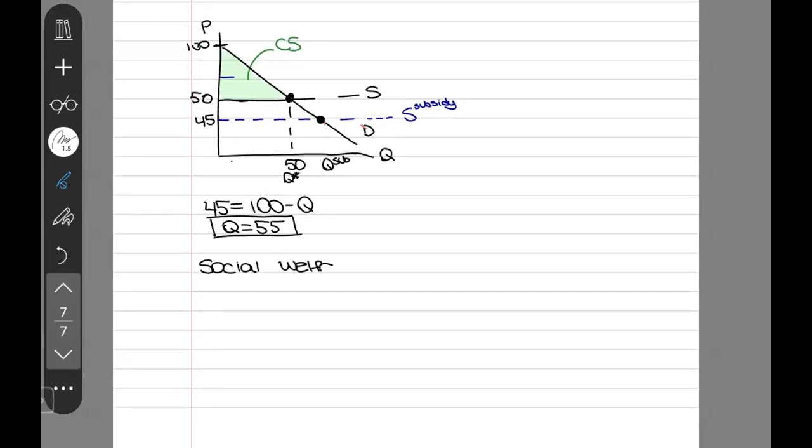we also have to take into account the government expenditure, because when we talk about society as a whole, generally that also includes the government. So we have basically the producer surplus, the consumer surplus, and the external benefit as before. But then we also have the government spending for the subsidy.